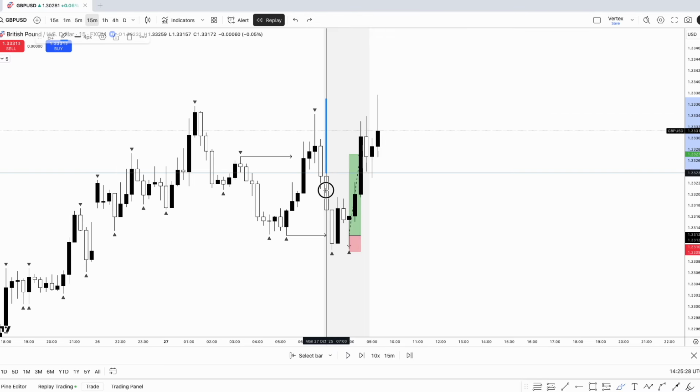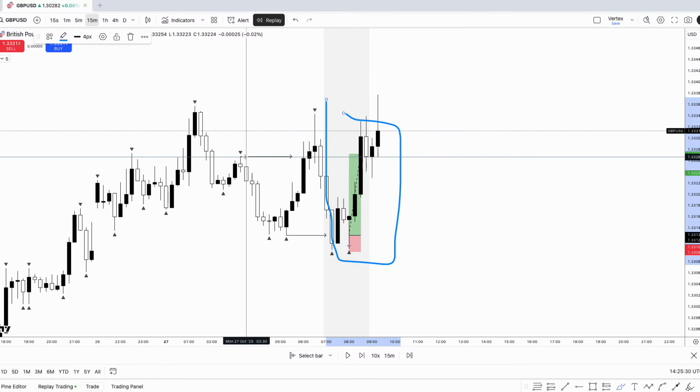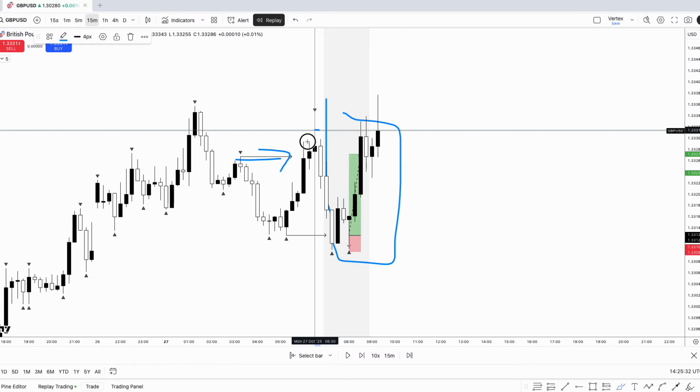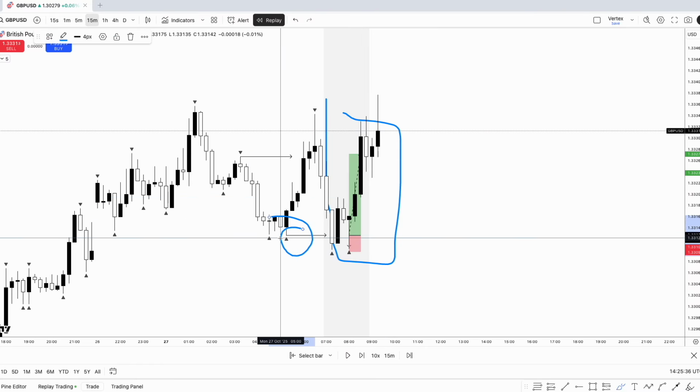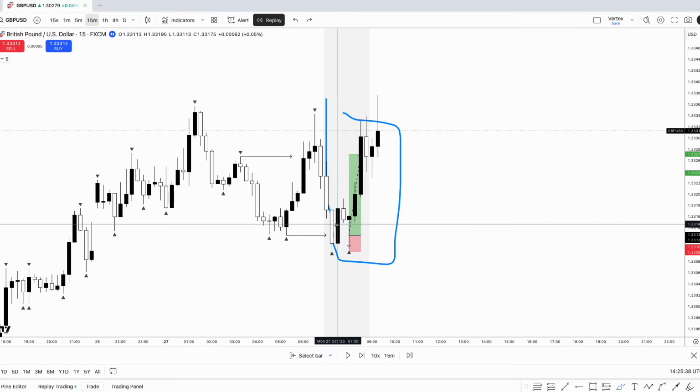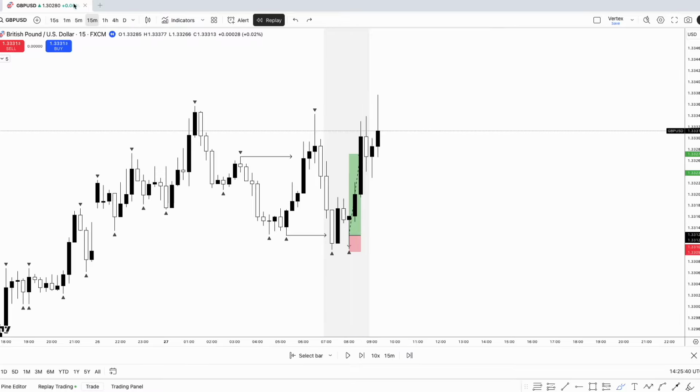So obviously prior to the session, ignore all of this. We are seeing that the high gets taken, so we're looking to go short as soon as the session starts, and then we just have to be aware of when the low is, and then we're looking to go long when the session starts as well.